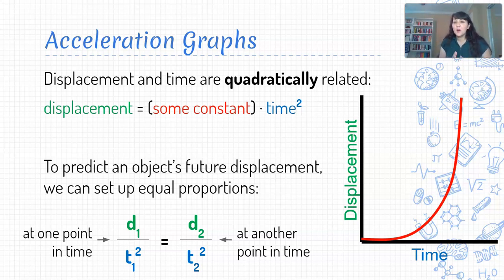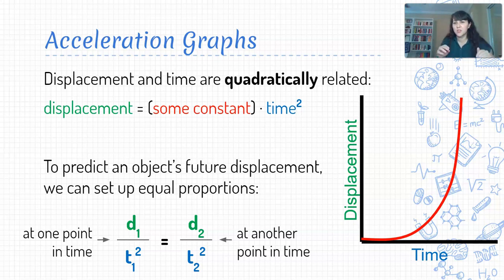Now, if an object is maintaining a particular acceleration, we no longer have that linear relationship between displacement and time. We now see a quadratic relationship. It traces out half of a parabola, all right? Which means that displacement is equal to some constant, which tells us something about the steepness of our graph, times time squared, all right?